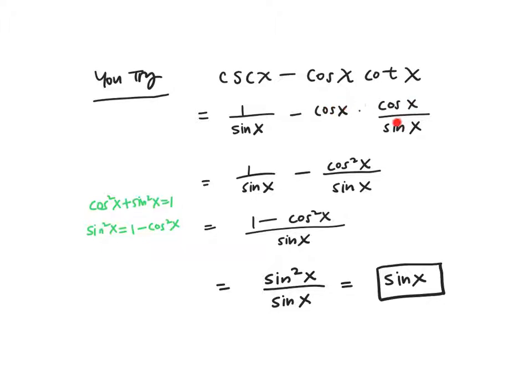When I multiply straight across here, I get cosine squared x over sine of x, and in this case, I have 2 fractions that already have the same denominator. So I rewrote it as a single fraction, and notice that 1 minus cosine squared x is equal to sine squared x. And when I have sine squared x over sine of x, one of the sine of x's cancel out, giving me sine of x as the final answer.